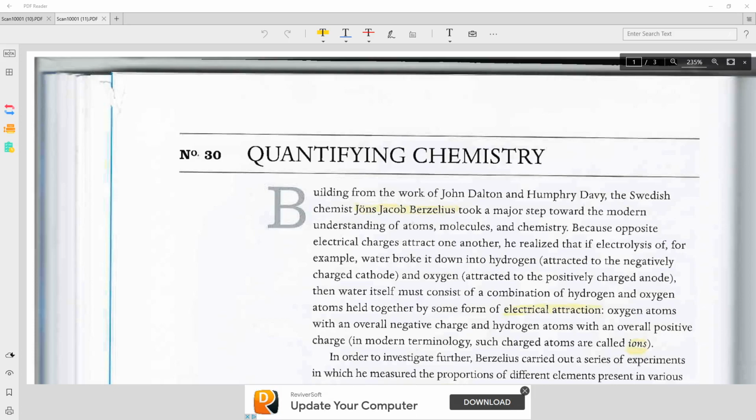Because opposite electrical charges attract one another, he realized that if electrolysis of, for example, water broke it down into hydrogen, attracted to the negatively charged cathode, and oxygen attracted to the positively charged anode, then water itself must consist of a combination of hydrogen and oxygen atoms held together by some form of electrical attraction. Oxygen atoms with an overall negative charge and hydrogen atoms with an overall positive charge. In modern terminology, such charged atoms are called ions.